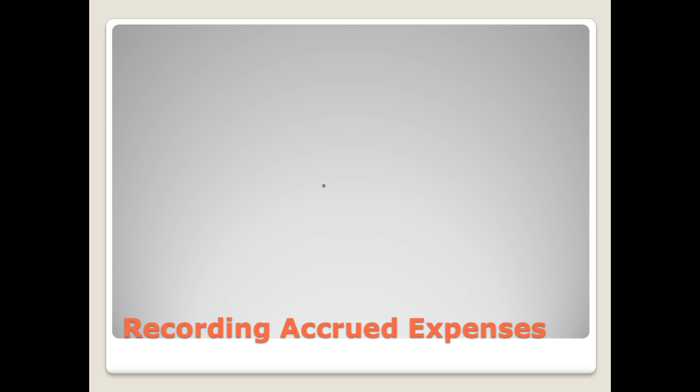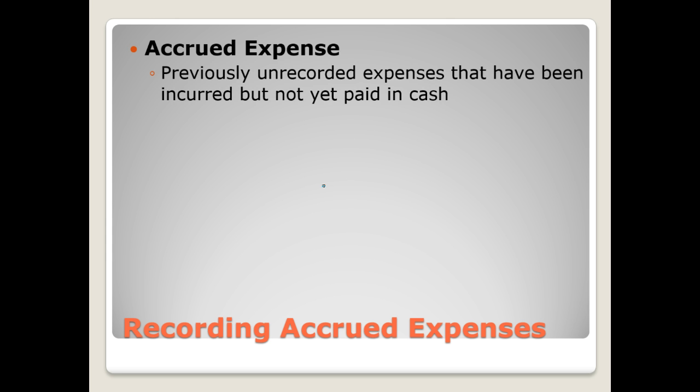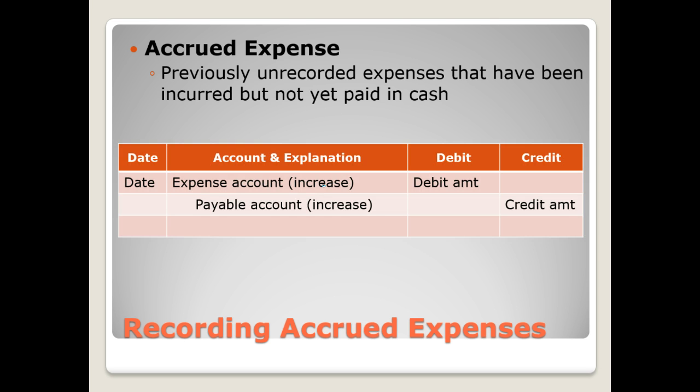All right, let's now look at accrued expenses. Remember, accrued expenses are previously unrecorded expenses that have actually been incurred, but they haven't been paid for in cash yet. Now, if you haven't paid for something in cash, it means you've got a payable, right? And if I increase a payable account, that's increasing a liability, which is going to be a credit. And I've got an expense. It is actually an expense that has been incurred. And remember, all increases in expenses are a decrease to stockholders' equity, which means it's a debit.